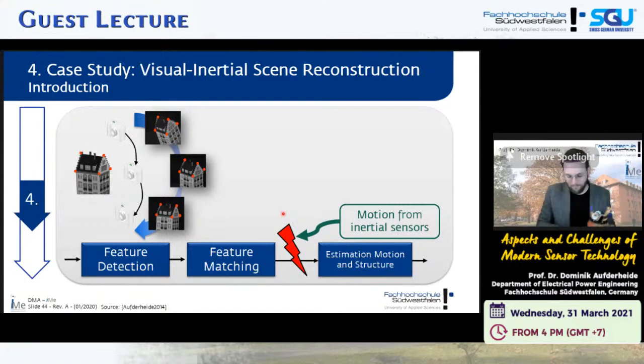This is the idea. Technically, that means that we have a 3D object in our slide here, this small house. We have a camera because we're just talking about the visual side now. The inertial part comes later. We move a camera around the object. So that means that from any viewpoint, we generate an image of the object. So we see the object from different perspectives, basically.